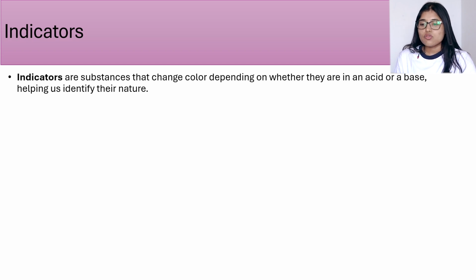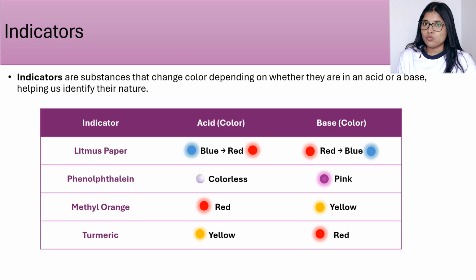An indicator can be defined as a substance that changes color depending on whether it is in an acid or a base. Some of the common indicators that we use are litmus paper, as we just discussed; phenolphthalein indicator, which is usually colorless but turns pink in the presence of a base; methyl orange indicator, which is red in the presence of an acid and turns yellow in the presence of a base; and turmeric, which is a natural indicator, usually yellow in color, but when it comes in contact with a base, it turns red.